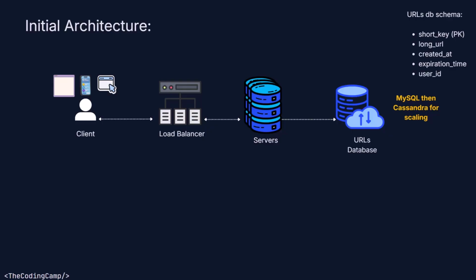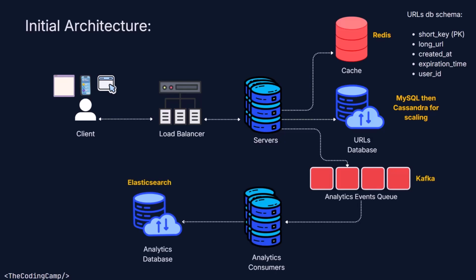I'd add a cache like Redis since redirects are read heavy. In this case, hot URLs also become extremely fast. For analytics, I'd use Kafka, since analytics should not slow down redirects and asynchronous processing is better. Analytics services consume the events from Kafka and store them in an analytics database. I would go for Elasticsearch since it is optimized for fast search, aggregations, and time series analytics.